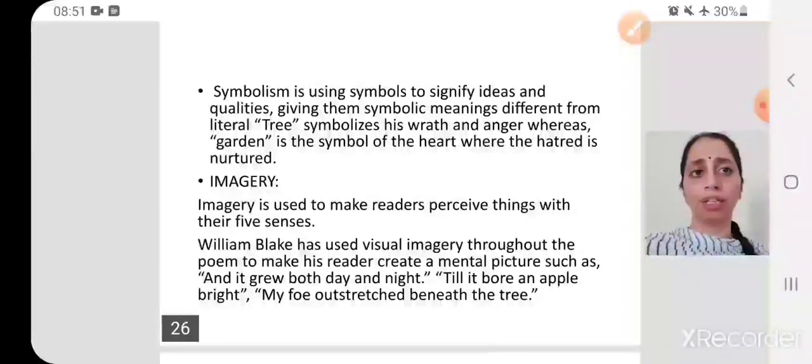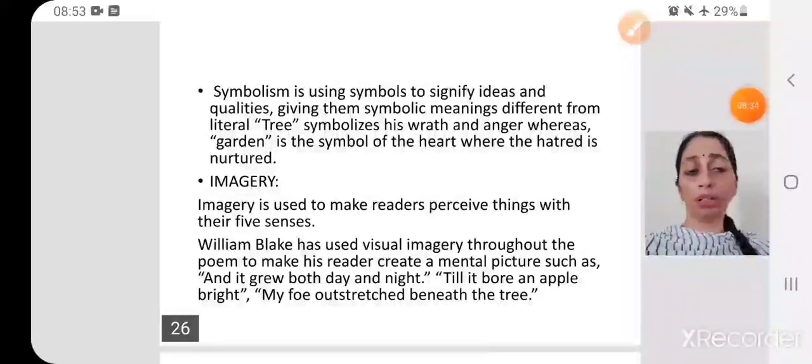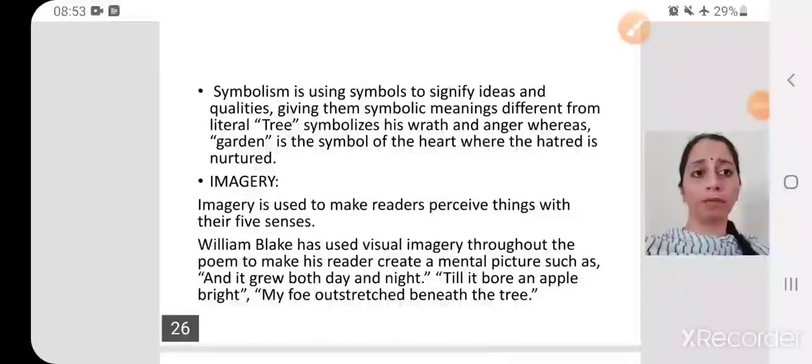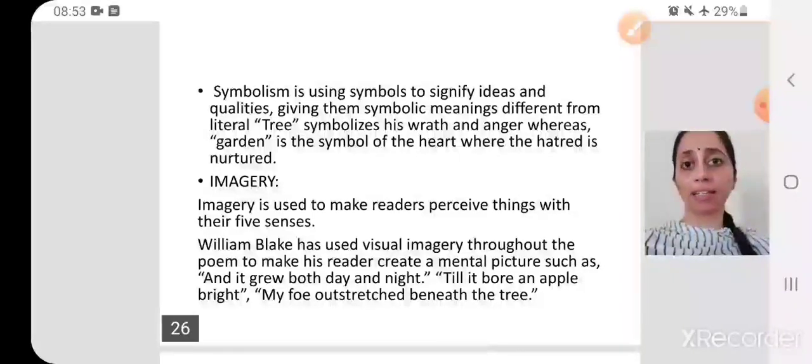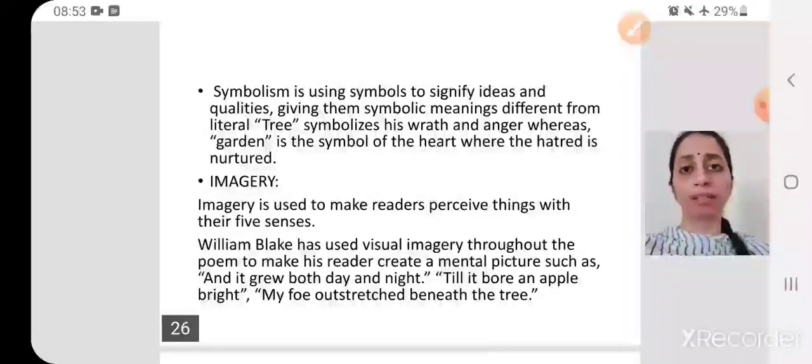Now the tree symbolizes wrath. He says that when he watered it with anger, "I watered it with my fears, tears and my smile, my sarcastic smile," the anger grew. So your tree symbolizes wrath, anger. Whereas the garden is a symbol of the heart, where the hatred is nurtured. So here we are using symbols to denote something else.